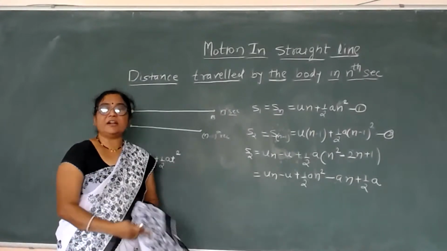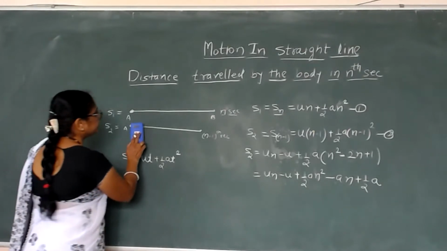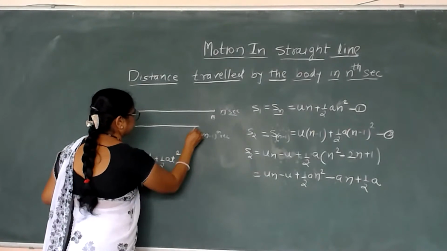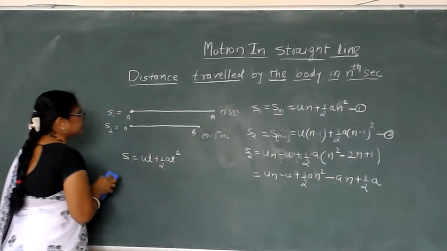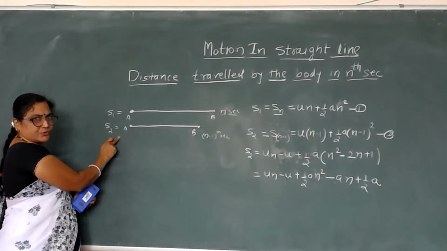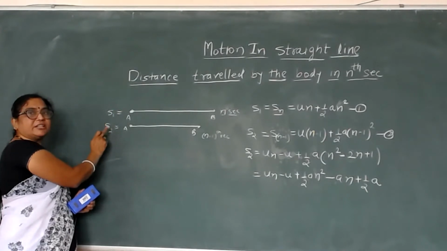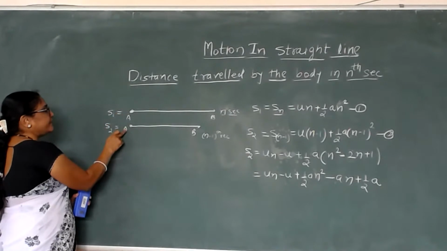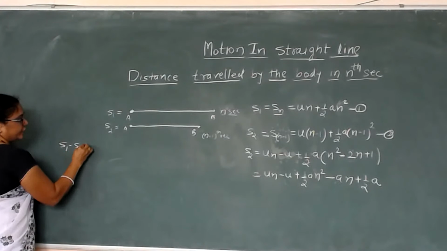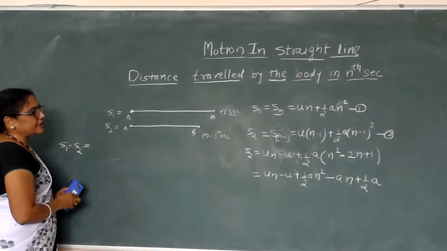Then to find out the distance traveled by the body in the last 1 second, to find out this equation, S1 minus S2. S1 minus S2 is equal to the distance traveled by the body in the last second. S1 minus S2 is known as the distance traveled by the body in the last second. So simplify this equation.